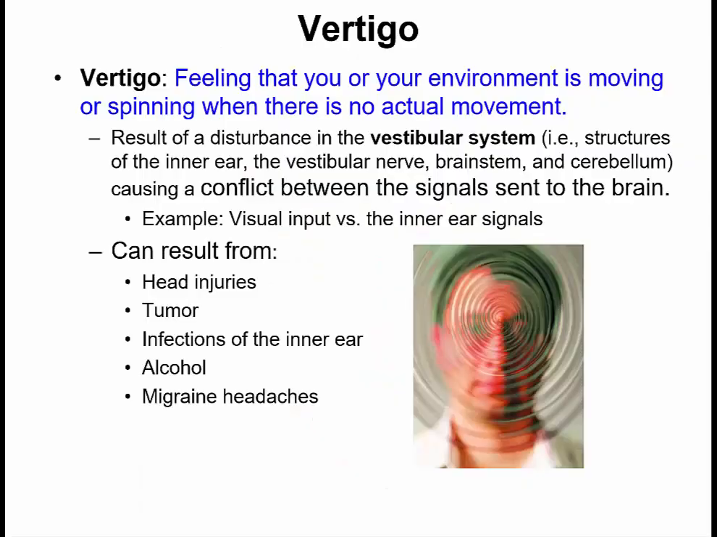Vertigo is a feeling that you or your environment is moving or spinning when there's no actual movement. It results in disturbances in the vestibular system. It could be structures of the inner ear, the vestibular nerve, the brainstem, cerebellum. As a result of disturbances of the vestibular system, there is going to be a conflict of signals being sent to the brain, and that's going to give you vertigo. For example, the visual input and the inner ear signals are at odds with each other.